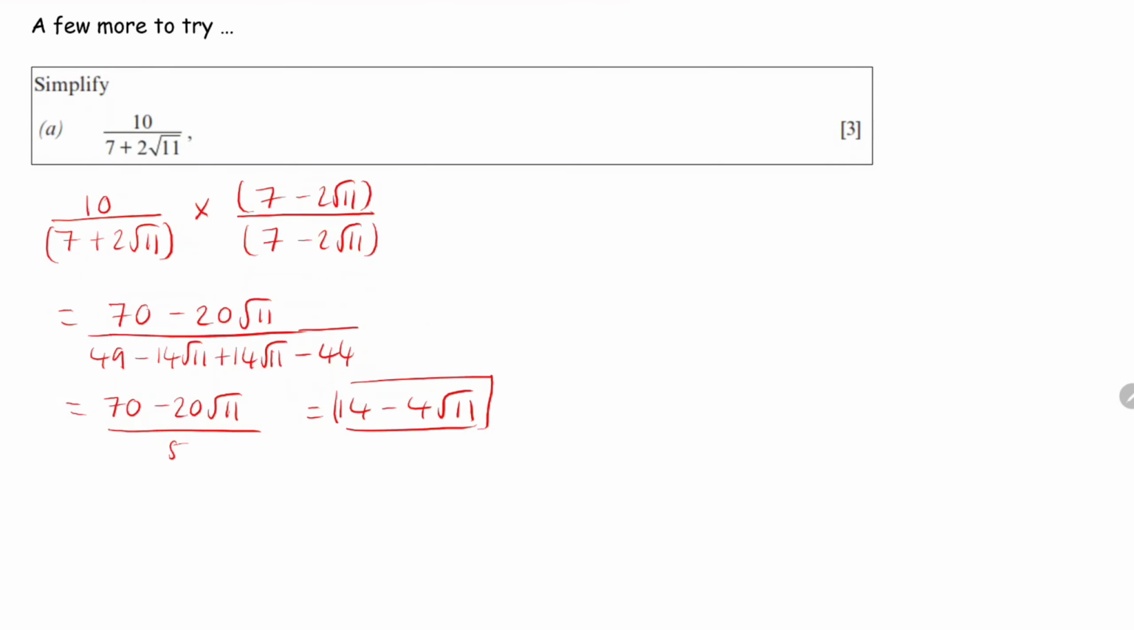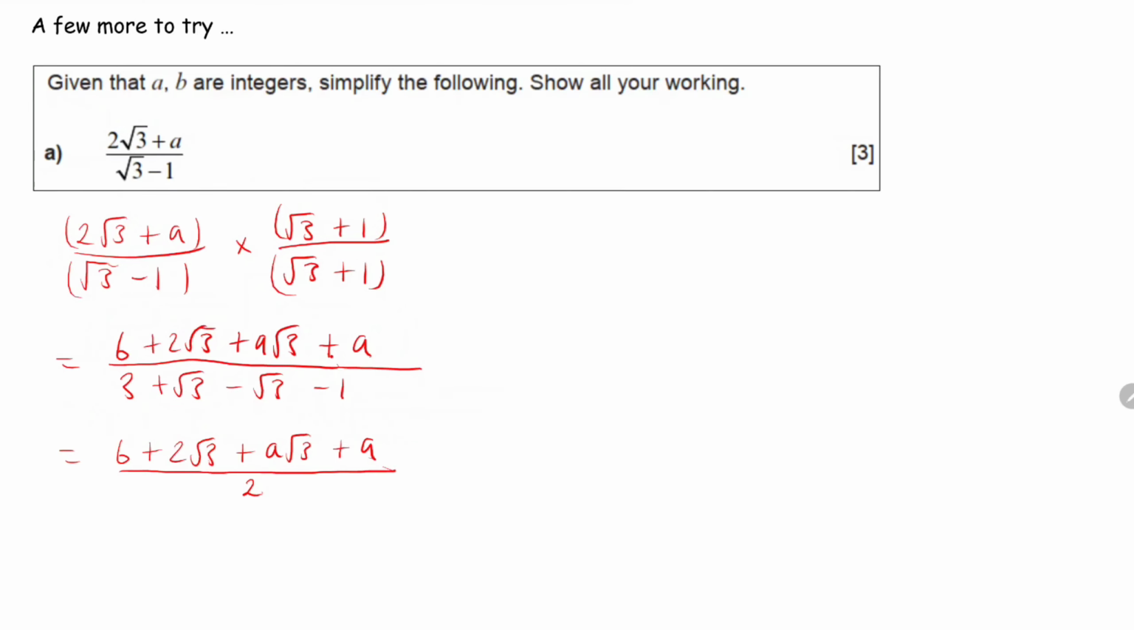With the workings provided. The last one looked a bit different, but there was no double bracket expansion on the top, which made the expansion on the top a bit easier. You should have had 14 minus 4 root 11. And the last one was in terms of A.